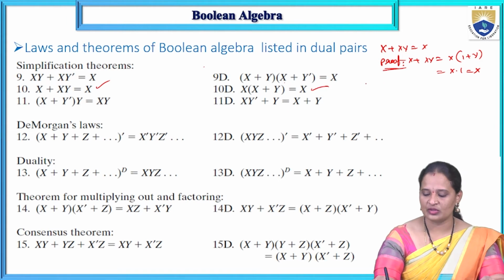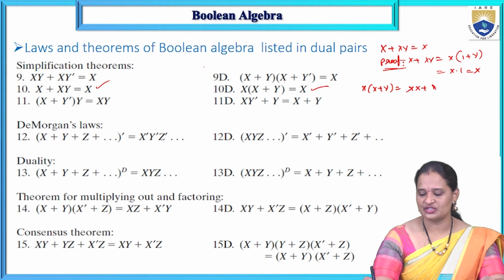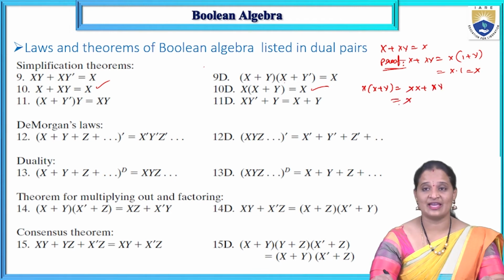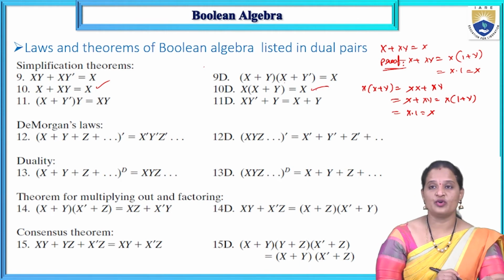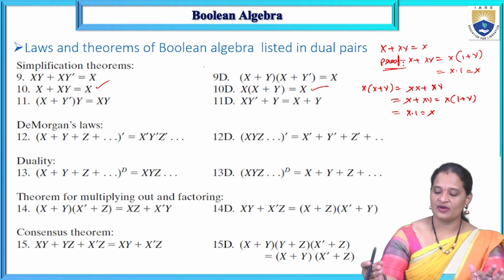Now coming to the second law, that is x into x plus y. How can I prove this one? I'm just multiplying this: x into x plus x into y. X into x can be written as x, plus xy. Here I'm taking x as common again, so 1 plus y. Again 1 plus y can be written as 1. So x dot 1 is equal to x. So this is also proved. This is the proof of the 10th one.